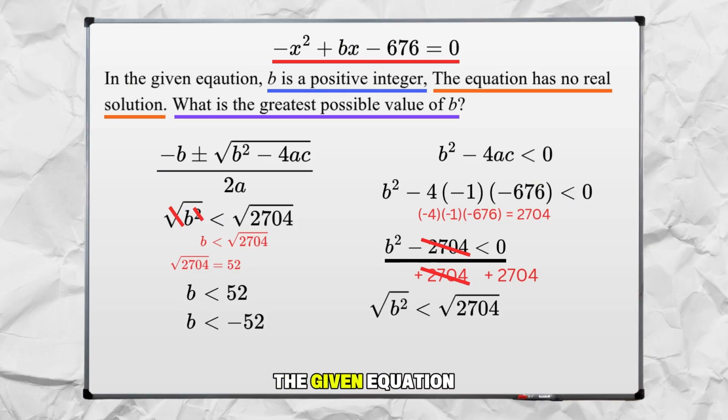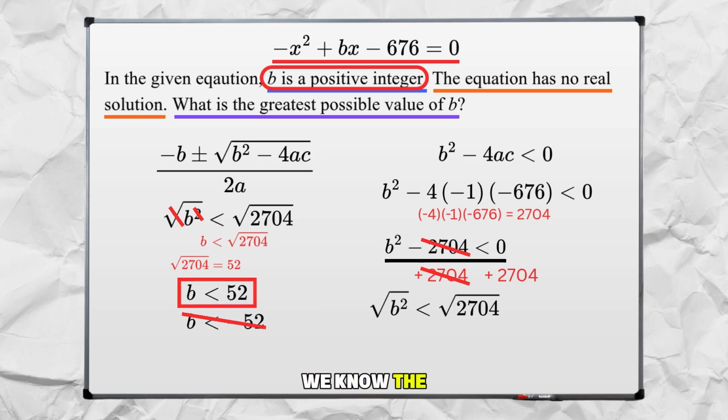It says in the given equation that b has to be a positive integer. Because in the second inequality, it says that b is less than negative 52, that means that b will be negative, because anything less than negative 52 is also negative. And since b is a positive integer, the second inequality will not give us our solution. So we know that the first inequality will give us our solution. We know that b is less than 52 according to our equation right here.